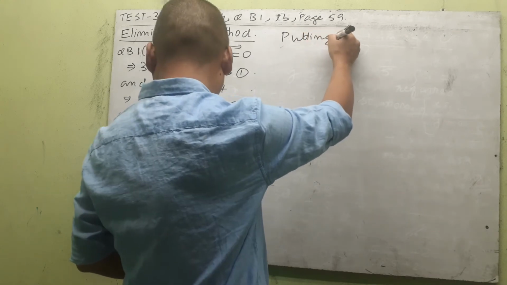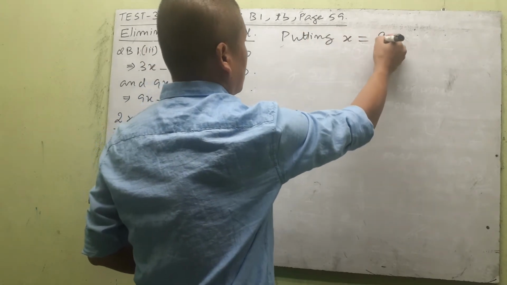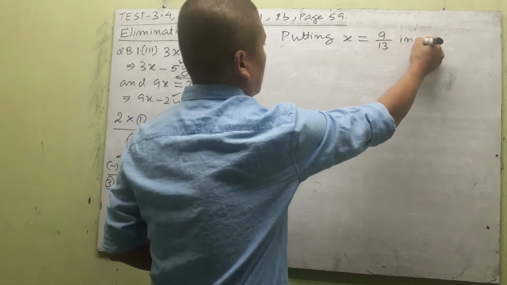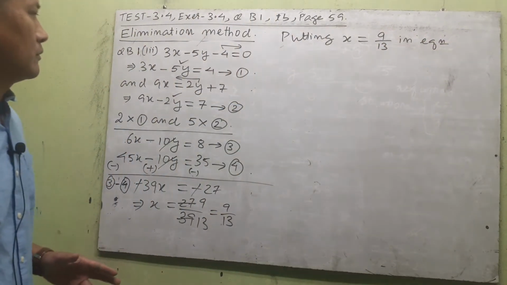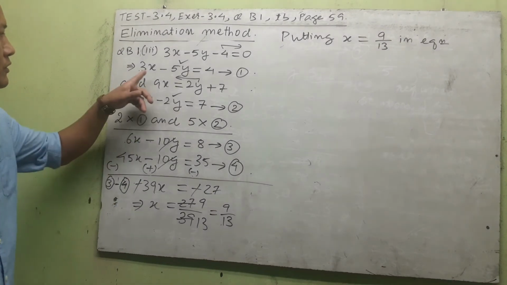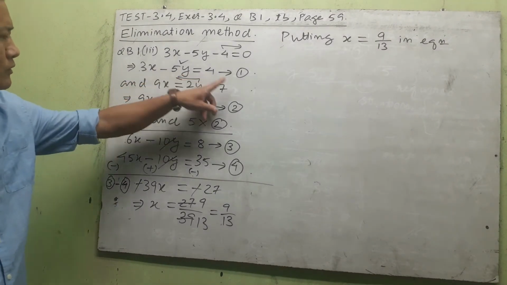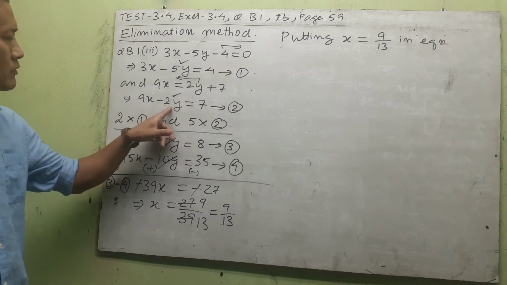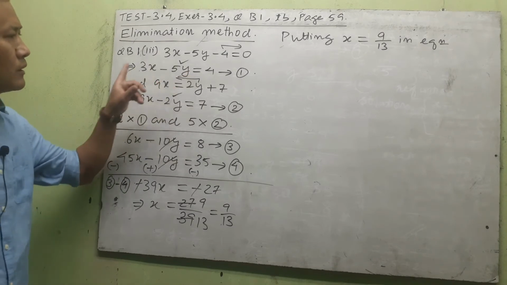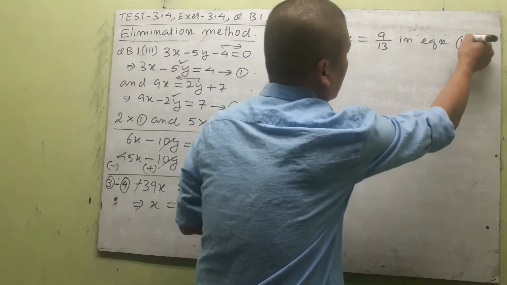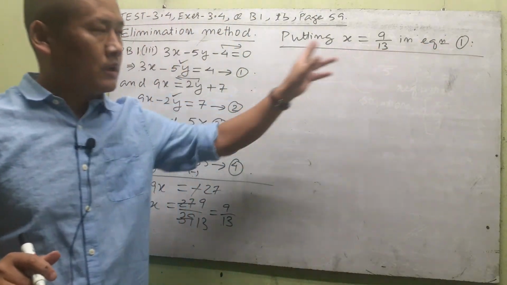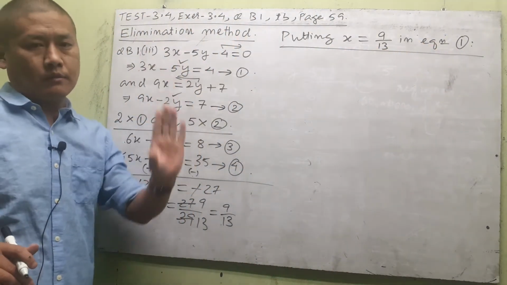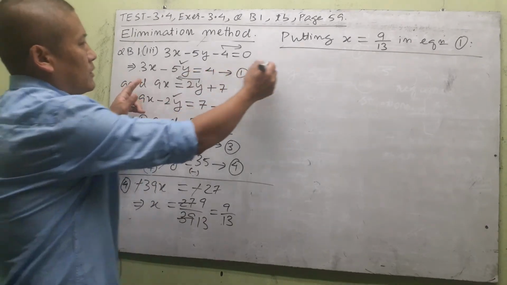Putting this value x equal to 9 by 13 in equation 1 or 2, that's up to you. But it's better to choose the simpler one. 3x minus 5y is equal to 4, equation 1. 9x minus 2y equal to 7. This looks simpler, 1. So I'm going to put it in 1. As I've been saying, even if we were to put it in 2, you would get the same answer for y. But we're choosing the one which seems simpler.